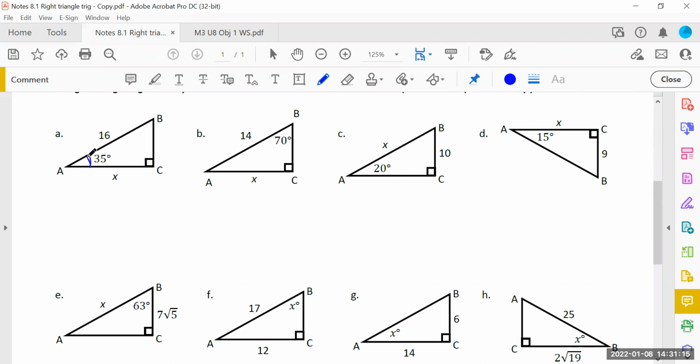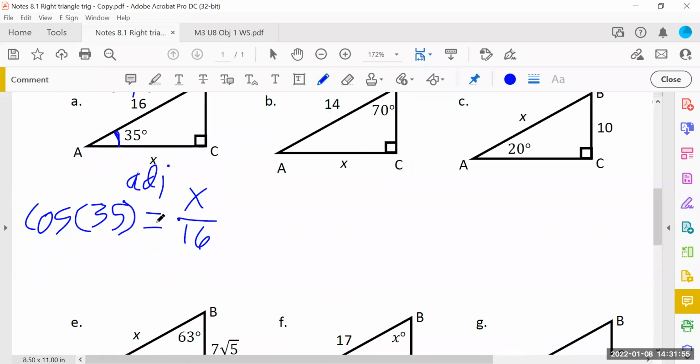So they gave me an angle right here, 35 degrees. They also gave me a side. Specifically, this is the adjacent side, and that's important. They did not give us the opposite side. They did give us the hypotenuse. Once you've decided on that, you know which of our three functions we're going to use. Adjacent and hypotenuse is cosine. So I'm going to set this up. Cosine, which we usually abbreviate as COS, of 35 degrees is equal to the adjacent side, x, the one I don't know, divided by the hypotenuse of 16. So there's our equation.